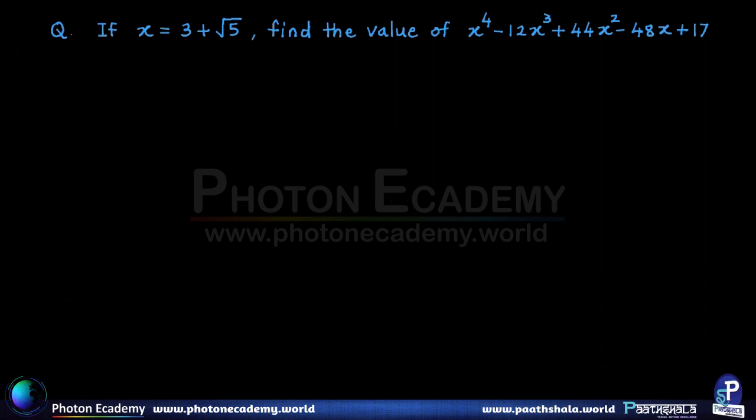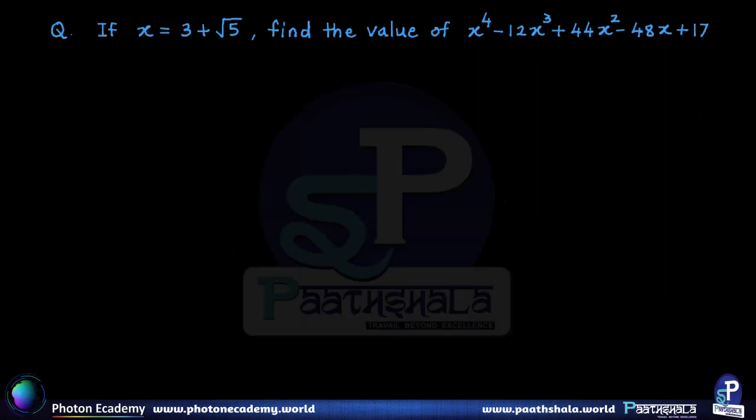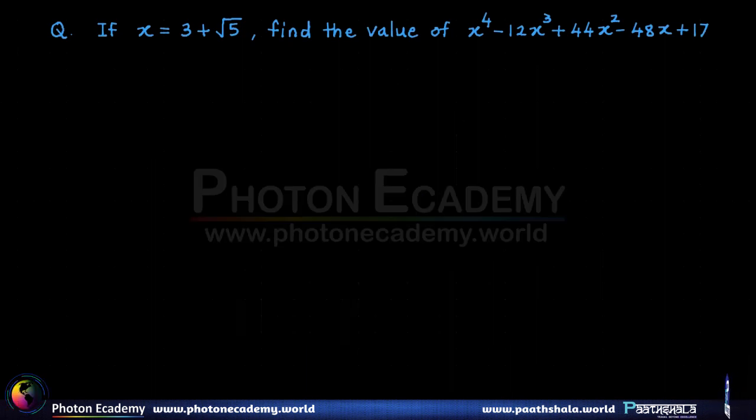Now here is the next question. If x is equal to 3 plus root 5, then find the value of the expression x raised to 4 minus 12x cubed plus 44x square minus 48x plus 70. So here also we follow a similar approach to the previous sum, that is, somehow we have to reduce this big expression into smaller values by having a corresponding quadratic expression.